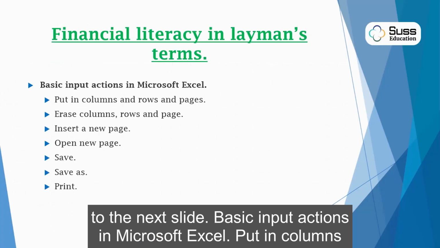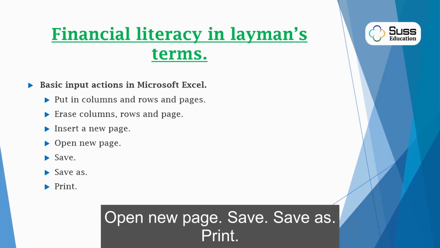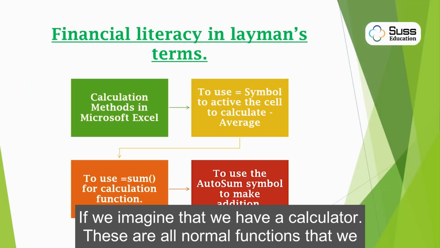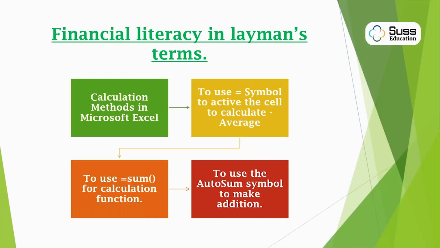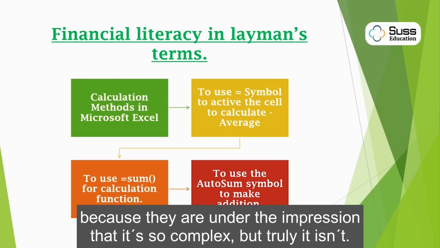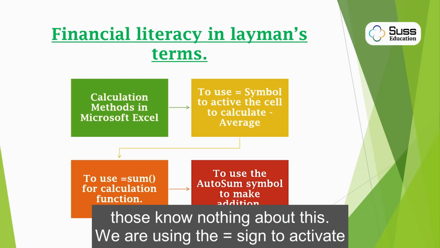Basic input actions in Microsoft Excel: put in columns and rows and pages, erase columns, rows, and page, insert a new page, open new page, save as, print. If we imagine that we have a calculator, these are all normal functions that we know on a calculator. There are many that avoid Microsoft Excel because they are under the impression that it's so complex. But truly it isn't. Everything becomes easy once you know. We shall respect those who know nothing about this.